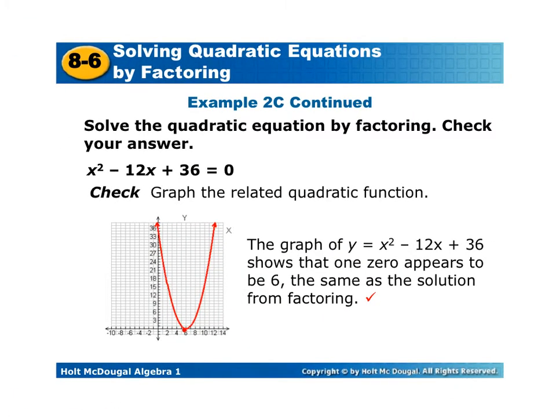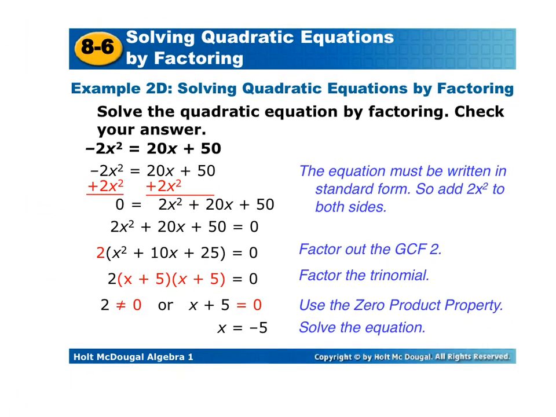Okay, here is the graph of that one. All right, so when it only had one solution, notice that it's only hitting the x-axis one time. And that's okay, it could have 1, 0. Okay, here's another one. You need to put it in standard form first, and then from there factor.